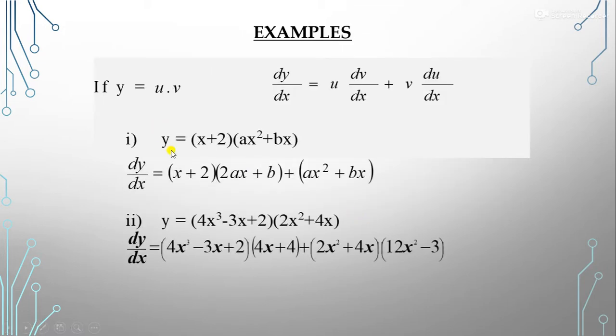Suppose our function y is (x plus 2) multiplied by (ax square plus bx). You can see here we have two functions of x. One is x plus 2 and the other is ax square plus bx. Assume that this is u and this is v. Now we have to differentiate y with respect to x. So dy by dx: for the product rule, the first function we take as it is, so x plus 2. Now the differentiation of the second function, dv by dx.